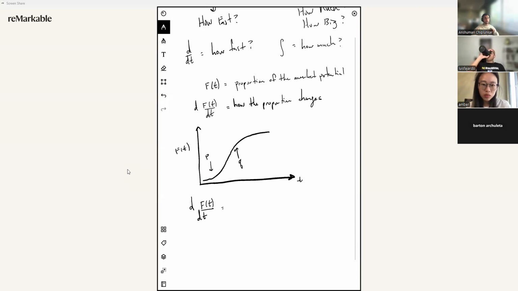And what this is saying is we're going to take the rate of the market potential of our proportion of the market potential because ultimately what we want to find out is how much and how fast our market potential is growing, right? So we want to see what's the bigger contributor. Is it going to be our innovators? Is it going to be our imitators? Whatever it is, we just want to know how fast we're going to grow.